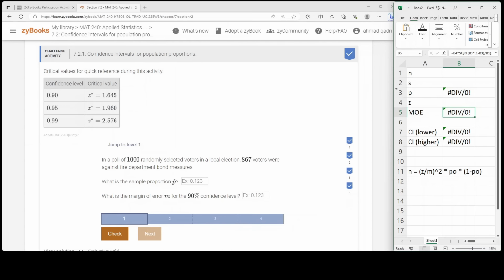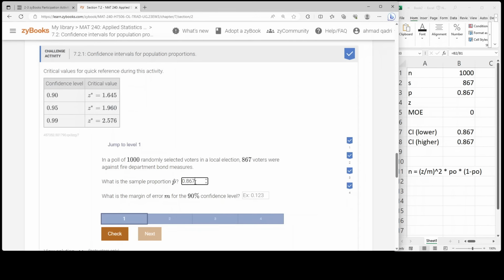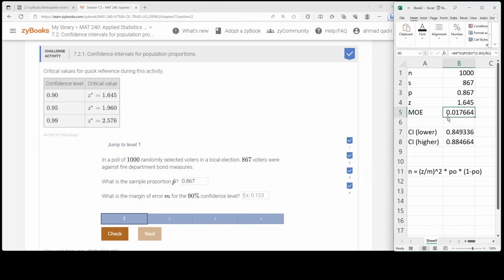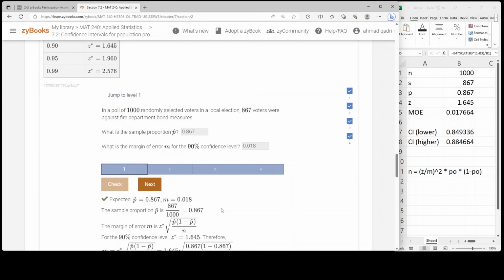So let's enter these values here. We have a sample size of 1000. S is 867, so we get p-hat is 0.867. And what is the margin of error for 90%? For 90%, you can see the Z is given as 1.645, so I will enter that here. That gives us a margin of error of 0.01766. We can enter this here and round to 3 decimal places, so it's 0.018. Okay, so that is correct.